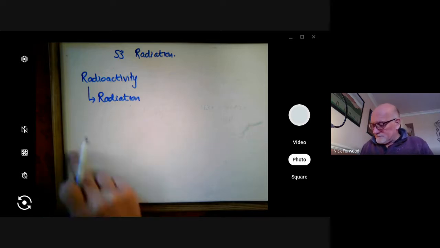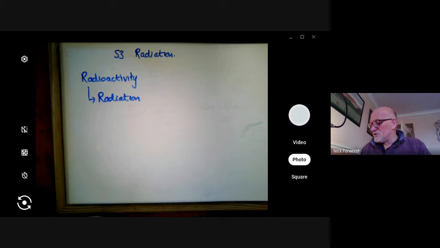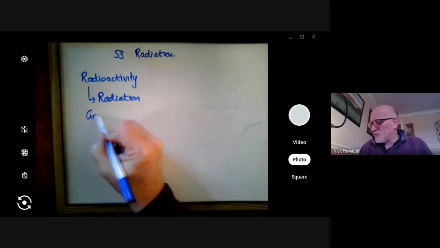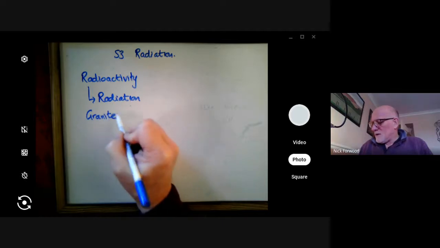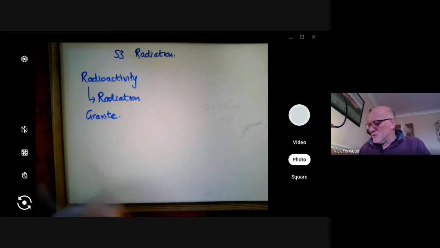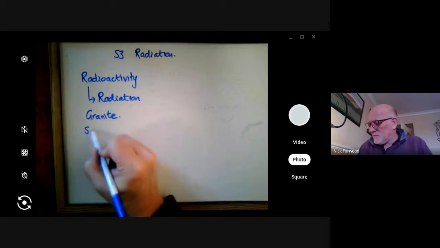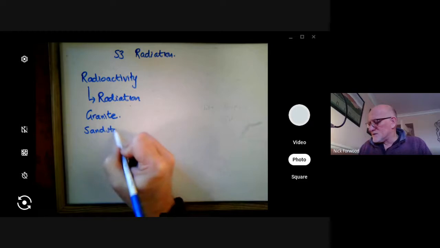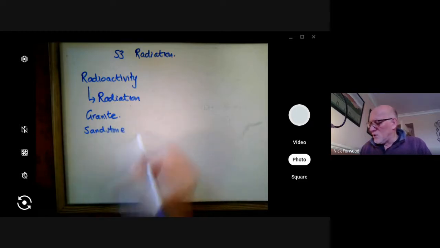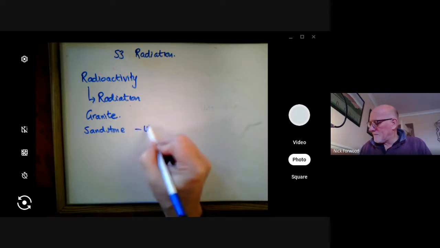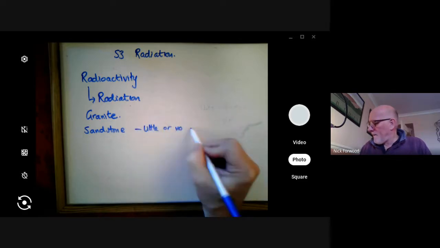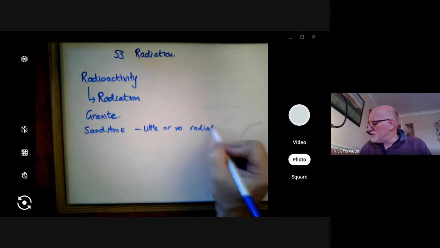But unfortunately, radiation occurs naturally in nature. And a lot of radiation is produced by different types of rocks. One of the most radioactive rocks that produces the most radiation is a rock called granite. Now, fortunately, on the Black Isle, we don't have too much granite, because on the Black Isle, we live mostly on sandstone, and sandstone has little or no radioactivity. Or little or no radiation comes from it.